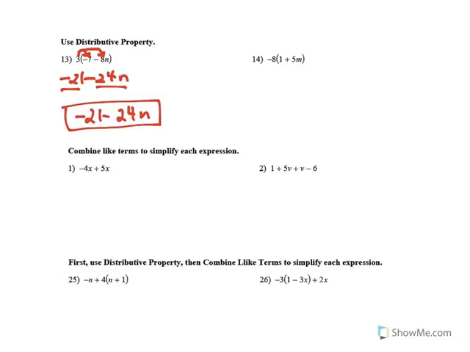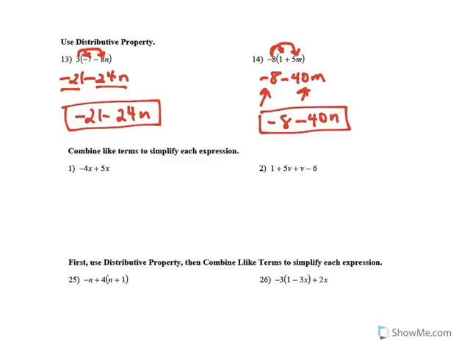Let's go to the next one here. We have 8 outside of the parentheses. We need to give an 8 to each piece inside of the parentheses. We have -8 times 1 gives me -8. -8 times +5n gives me -40n. These are not terms that can be combined, and therefore our answer is -8 minus 40n.